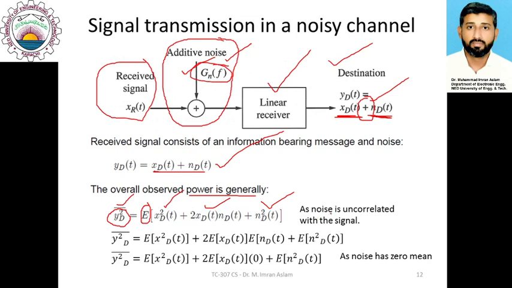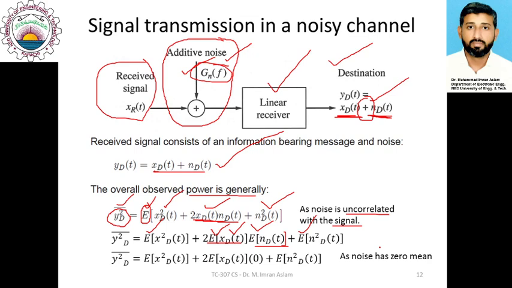We have previously discussed that the noise is generally uncorrelated with the signal, so we can operate this expectation separately on these functions. Because of the uncorrelation of x_d and n_d, the expectation can be separated out for both of them. E of x_d and E of n_d can be calculated separately.